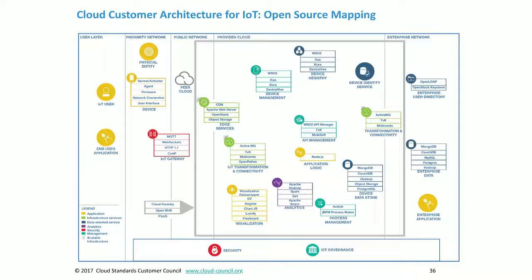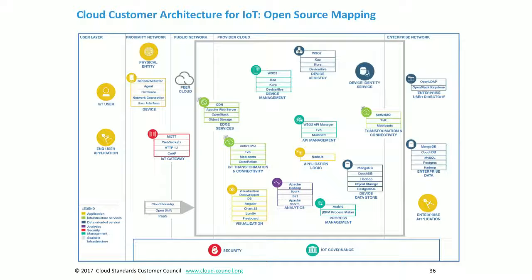So this is the slide. Once you have this architecture, somebody can ask how I will use the open source. So we have made an attempt to show this in a little more detail, especially for the provider cloud and some of the enterprise network. I will start going through this list, starting from the left side with some of the protocols for the IoT gateway.